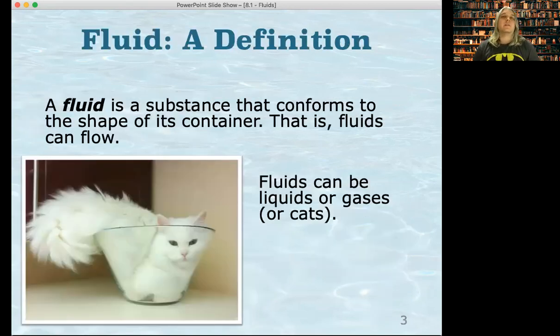Firstly, fluid, a definition. We've met liquid and gas. Fluid can be either a liquid or a gas. The definition is that a fluid is a substance that conforms to the shape of its container. So that is that fluids can flow. Cats are often depicted as fluids.